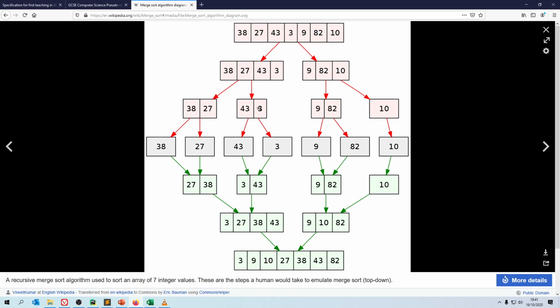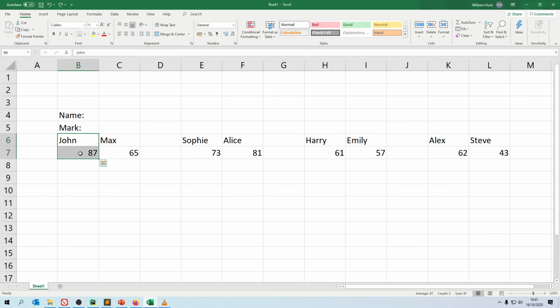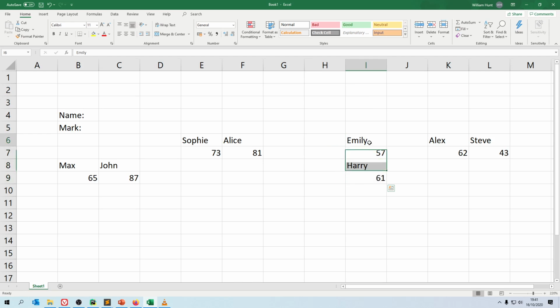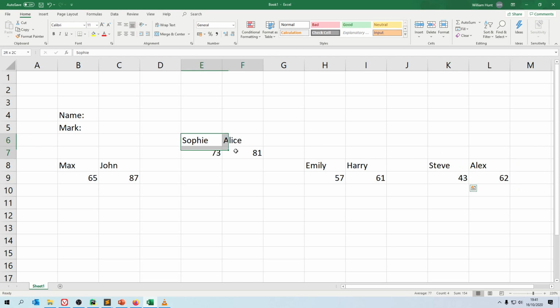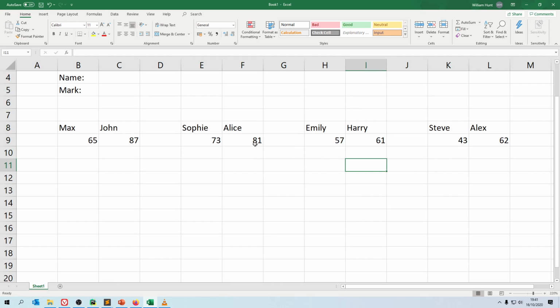You could just shuffle, like a bubble sort, just compare it to the one next to it. So just like a bubble sort, just compare John and Max. Are they the right way around? No, they're not. So let's swap them around. Sophie and Alice, they are in the right way around. Harry and Emily, they're not in the right way around, so we're going to swap those around. And then Alex and Steve also need to be swapped around. Great. So now we've ordered these pairs. Each of these pairs is ordered.